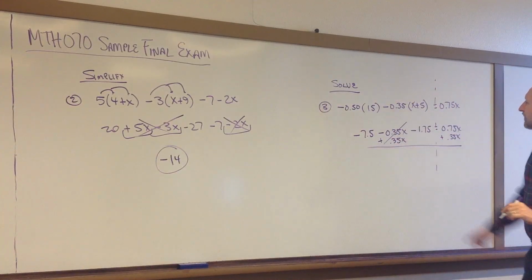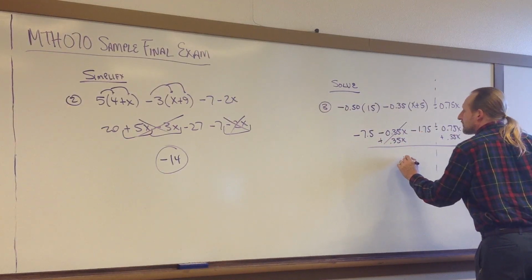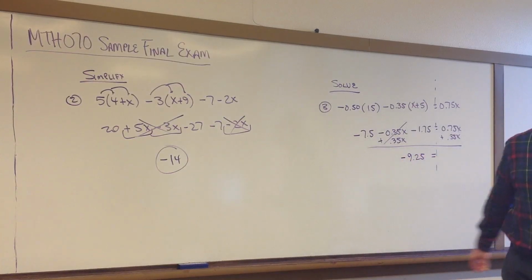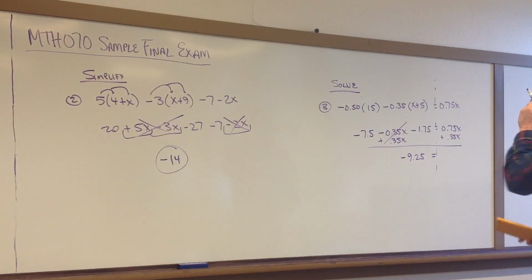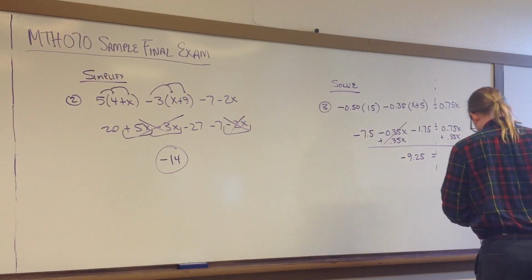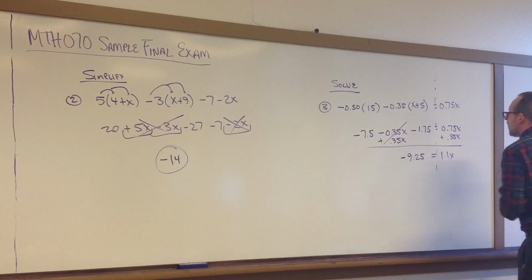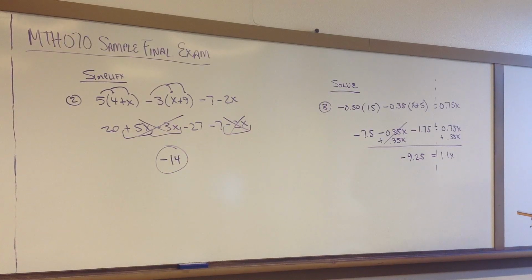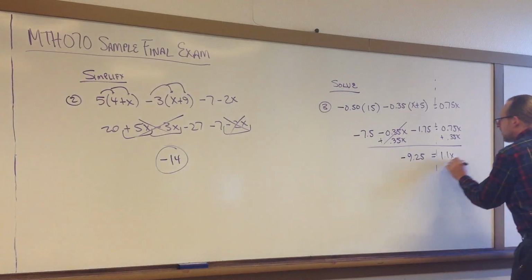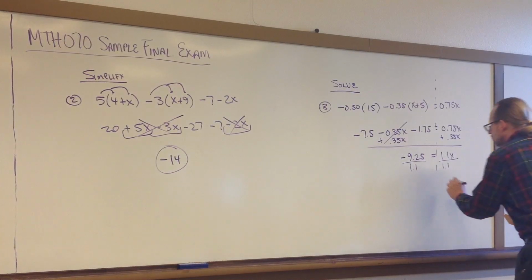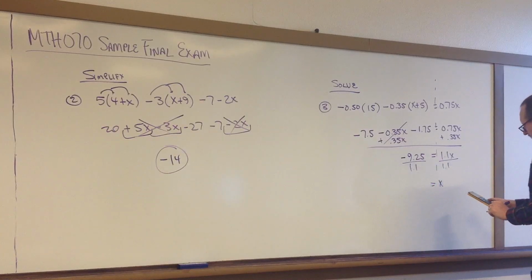This cancels out. Over here I've got negative 7.5 minus 1.75. I'll double check this. It should be negative 9.25. And then let's see here. Yeah, 9.25. And then here there should be 1.1x, right? 0.75 and 0.35. There we go. And then we'll just divide on both sides by 1.1. And so x is equal to negative 8.